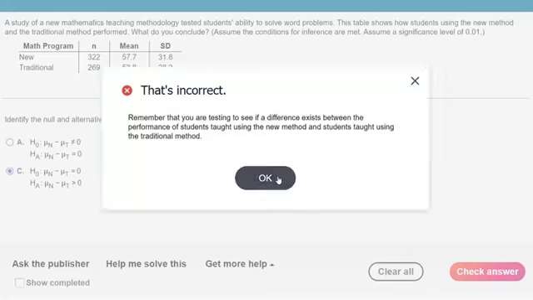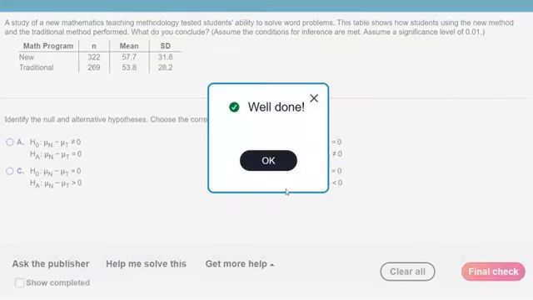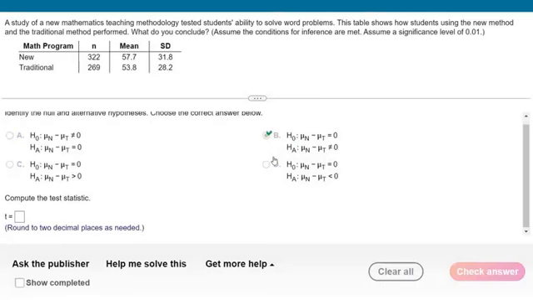Oops, so it's saying I'm wrong. It probably wanted this one. I guess I could have looked at their explanation there. But without clearly saying that, we don't know what their alternative hypothesis is. So for this question, they should have said that they're testing to see whether there's a difference between the new method and the traditional method.